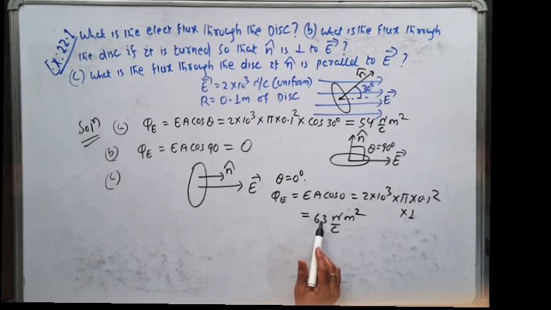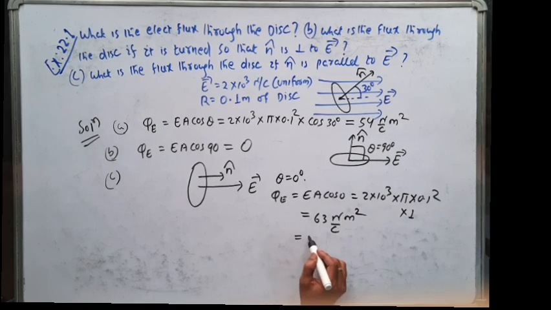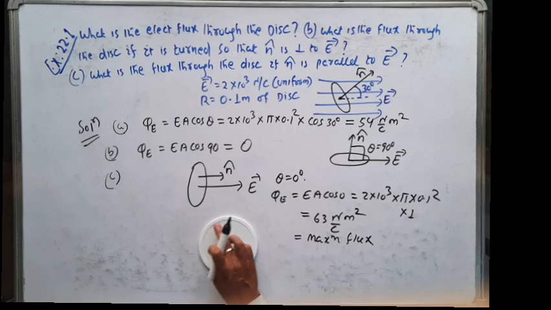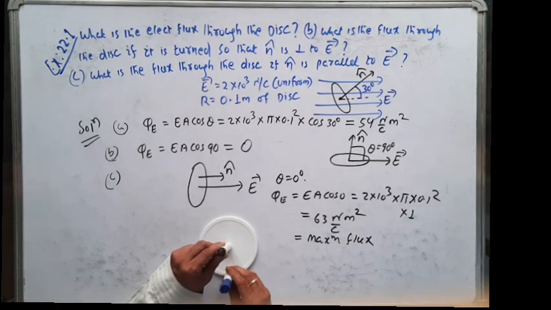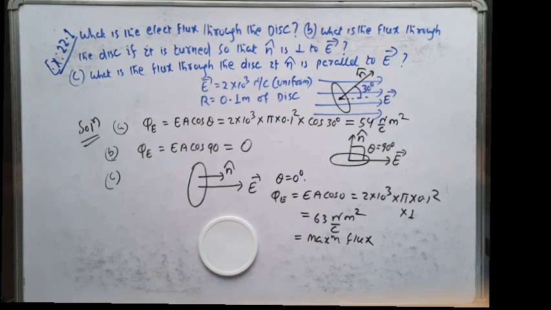And in this condition, flux is maximum because cos 0 is equal to 1, that is maximum. So you will get maximum flux. Under what condition will you get maximum flux? If this is the area vector, and along the area vector there are electric lines of force, if the electric field is parallel to the area vector, more flux will pass. That is, lines of force must be perpendicular to the area element. In that case, flux is more.